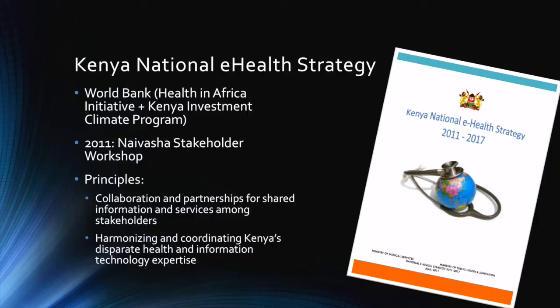And they had two programs, the Health in Africa Initiative and the Kenya Investment Climate Program, that contributed to putting together a workshop. And they brought together basically everyone in the country they could find who was interested in e-health and had some knowledge about it, and came up with some principles for how they were going to take e-health forward, which developed into their national strategy. And the idea was to support collaboration and partnerships for shared information and services so that hospitals can talk to government and talk to clinics, and harmonising and coordinating what was becoming a more disparate situation in terms of lots of different systems all being developed in different ways with different standards.